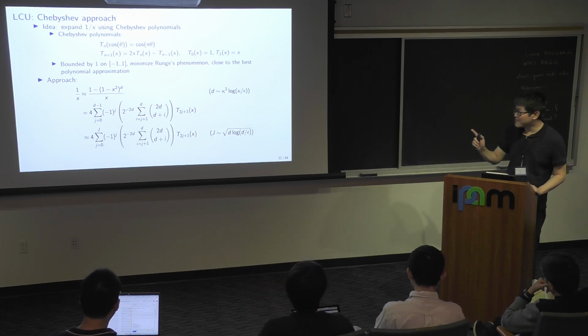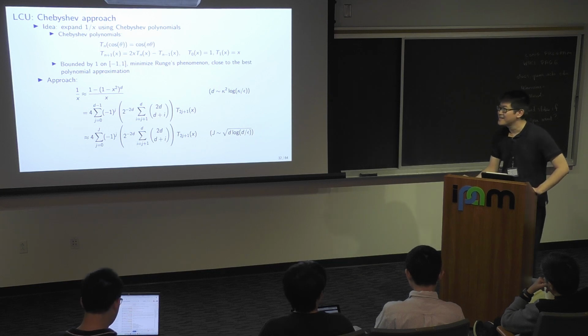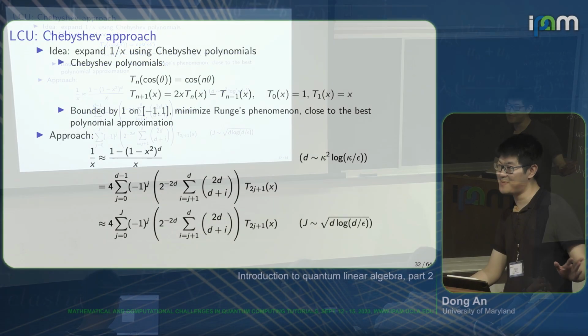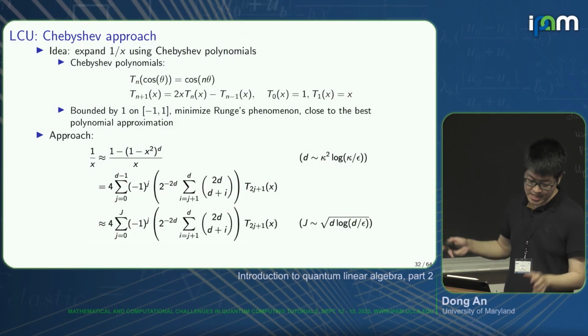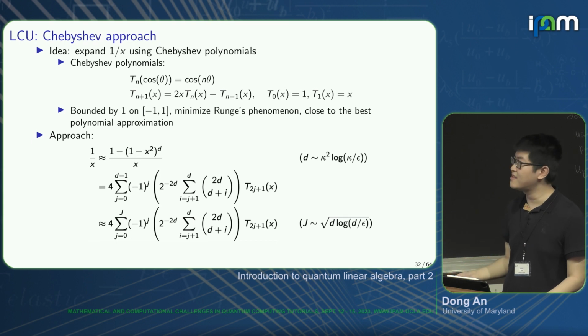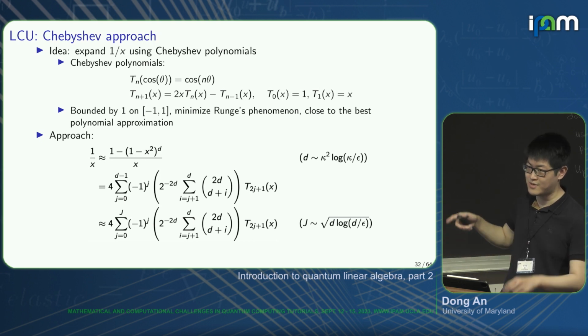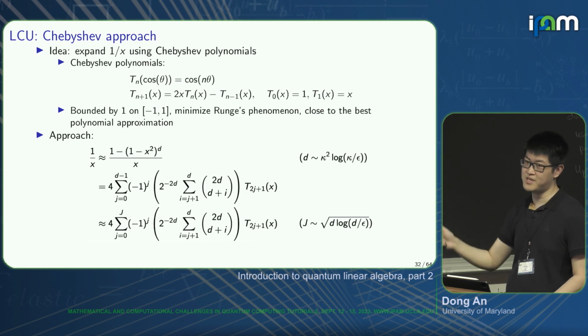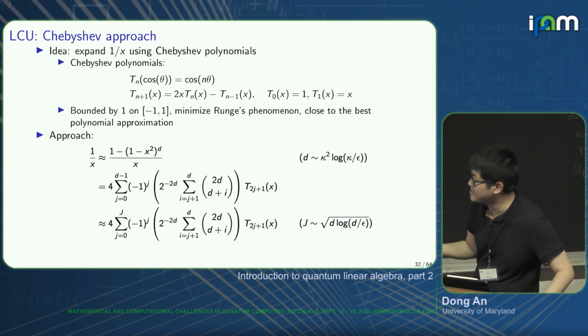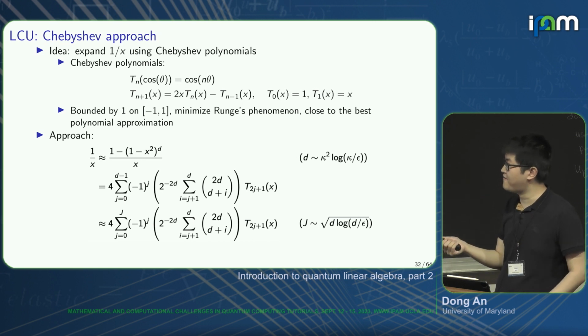Let me continue with this LCU approach. The second approach is really based on another polynomial expansion. We're using the Chebyshev polynomial expansion, because we know that if we want to approximate some general function, the Chebyshev polynomial is maybe one of the best solutions, because it has some nice structure in doing interpolation, and also it is close to the best polynomial approximation in the min-max sense. So basically the Chebyshev polynomial is defined as this.